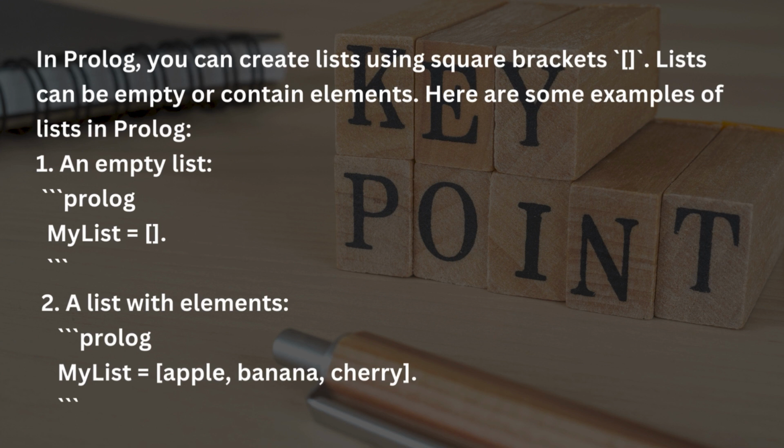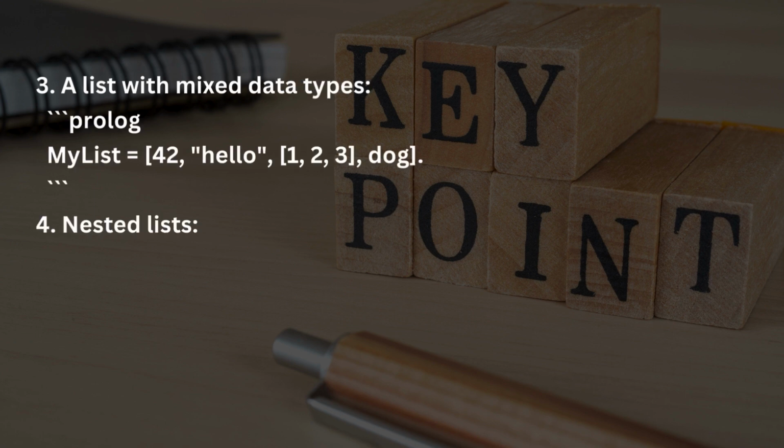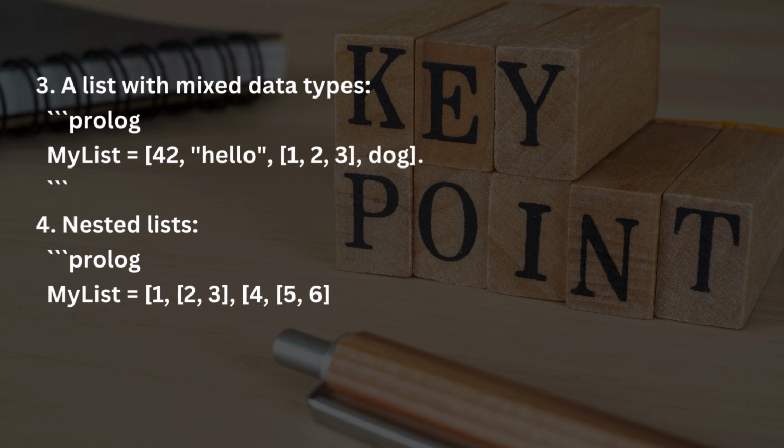Next is a list with mixed data types. How can we write it in Prolog? A mixed list means you can have a combination of numbers and strings. So we have a list, MyList equals 42, hello, then [1, 2, 3], which is again a list, then dog. This is how you can write a mixed list.